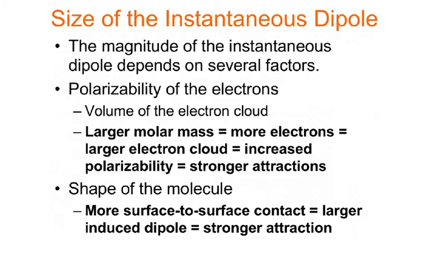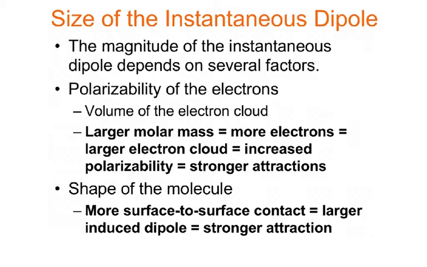Also, this is going back to the size of the instantaneous dipole. The magnitude of the instantaneous dipole depends on several factors. We mentioned polarizability of the electrons. So the larger the volume of the electron cloud, the more polarizable something is, which will lead to a stronger attraction. You can see what I wrote here. It says larger molar mass means that those compounds have more electrons. The larger the electron cloud, the greater the polarizability, which at the end of the day means a stronger London dispersion force, a stronger attraction between the molecules.